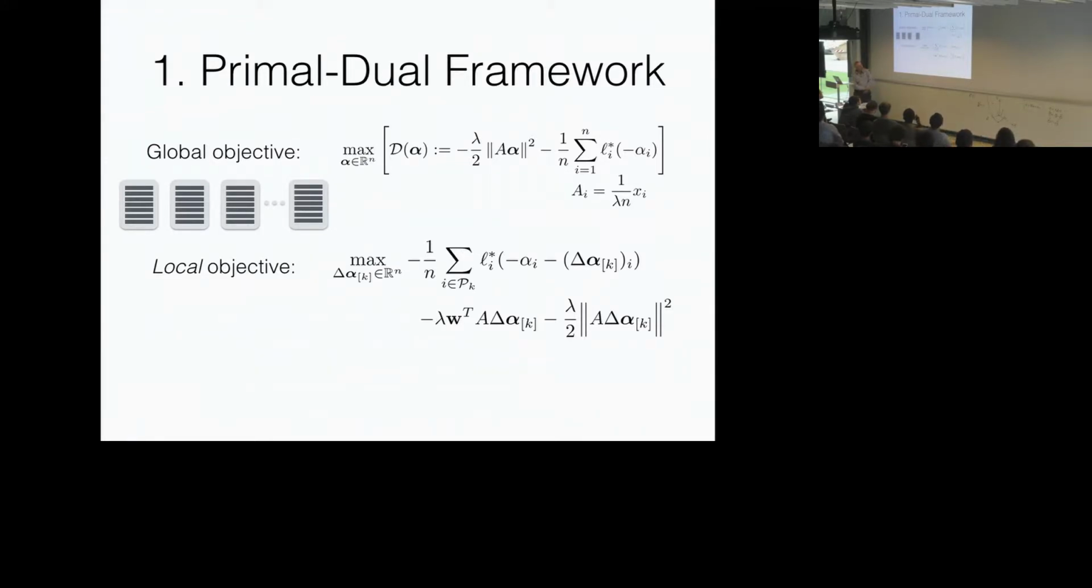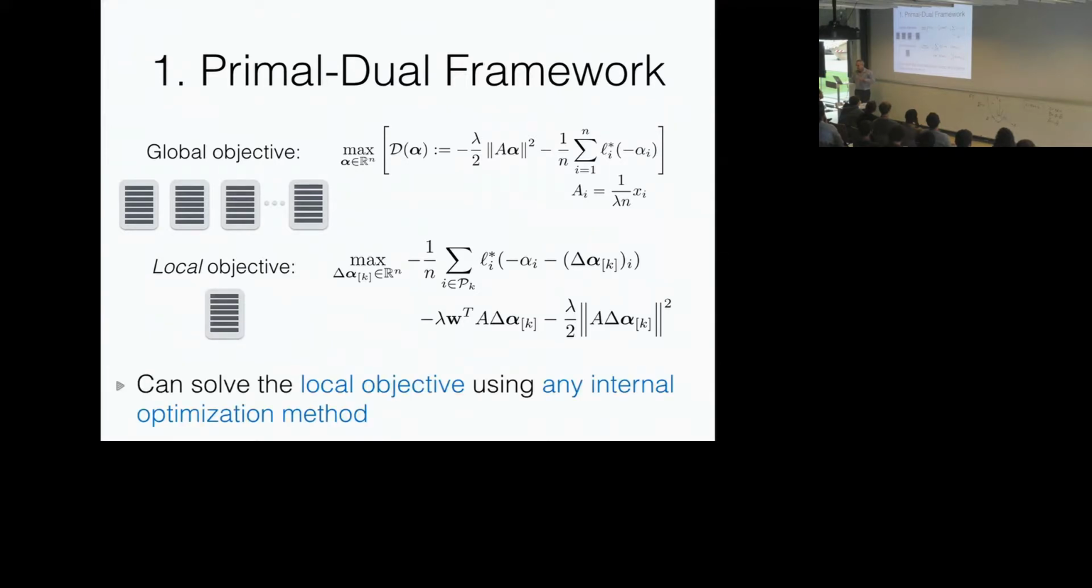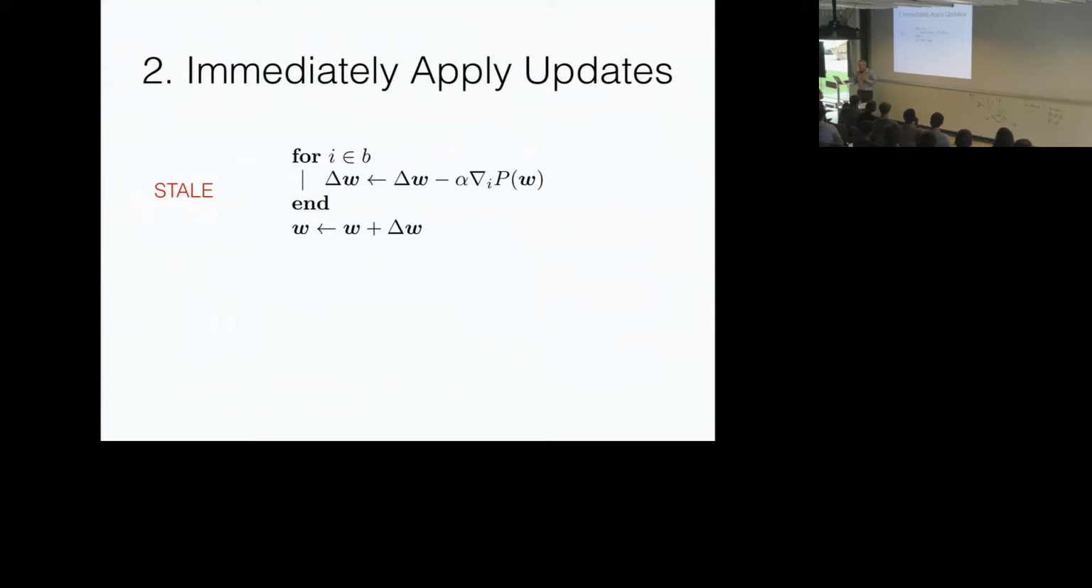Okay, so that is our little upper bound. It's based on a quadratic estimating function technology. All right, so what we're going to do is solve this problem, maximize that, using any internal optimization method on the separate machine. If you prefer stochastic coordinate descent, that's fine. If you prefer stochastic gradient, if you prefer Adagrad, fine. All of those are fine. You can do that on your local machine.